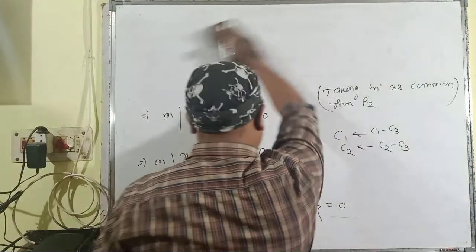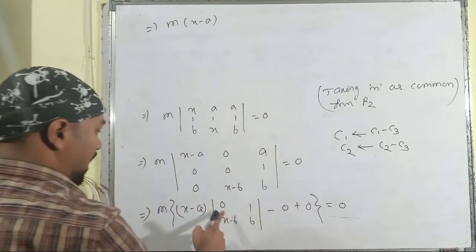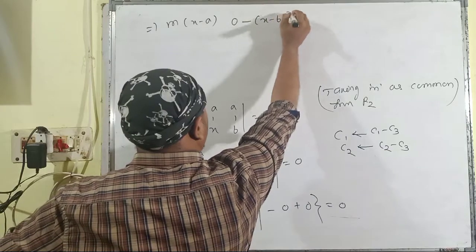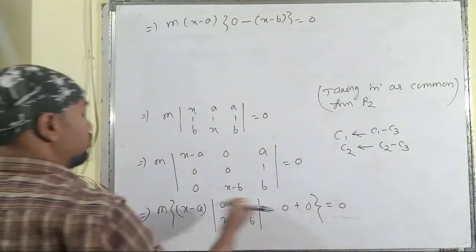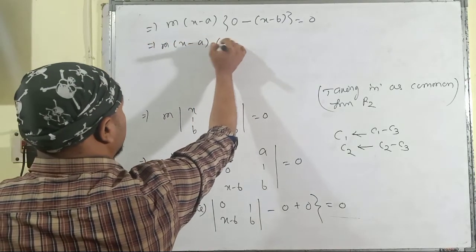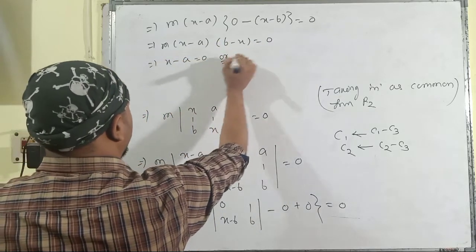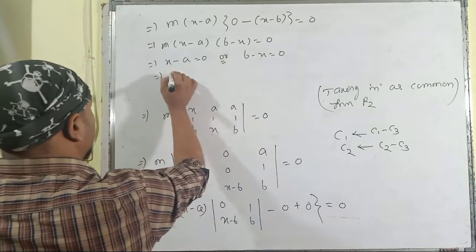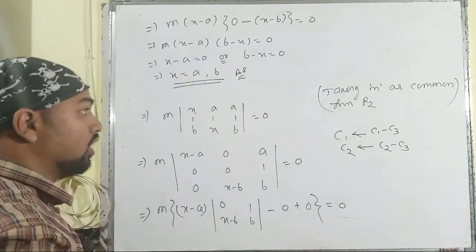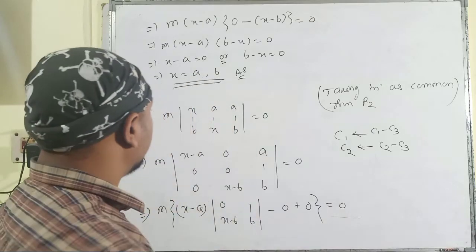Then simplifying this step, we have m multiplied with x minus a, and here it is 0 minus x minus b, and the rest of the terms are 0, so no need to write these zeros. m multiplied with x minus a, then b minus x is equal to 0. Hence x minus a is equal to 0 or b minus x is equal to 0. That implies x is equal to a or b, and these are the solutions of the second part of number 4 of exercise 4a.